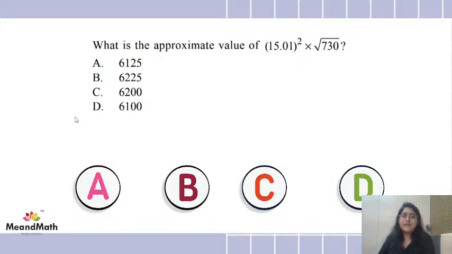What is the approximate value of 15.01 whole square multiplied with the root 730? So we just need to give the approximate value here, nothing else. Okay, so for the approximate value, you just tell me, what is the square of 15? We don't need to find 15.01 times 15.01, just an approximate value.